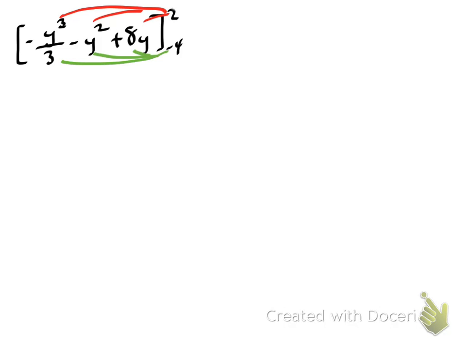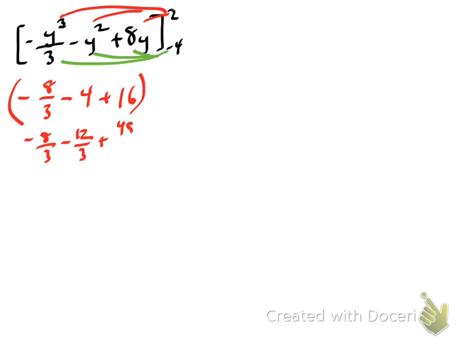So populating my integration here, I'm going to get 2 cubed, which is 8, minus 2 squared is 4, plus 16. Let me see if I can simplify that before I get to the next portion. That's going to be negative 8 thirds minus 12 thirds plus 48 thirds. Negative 8 take away 12 is negative 20. Plus 48 will give me positive 28 thirds for that portion there.